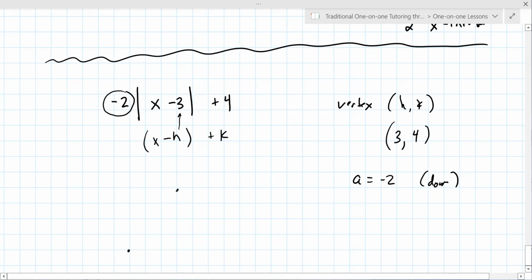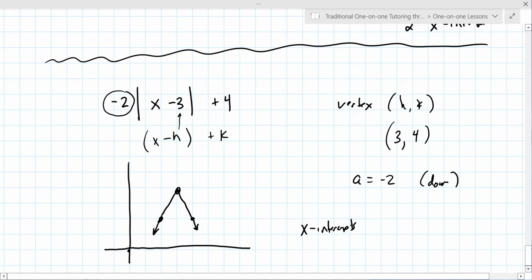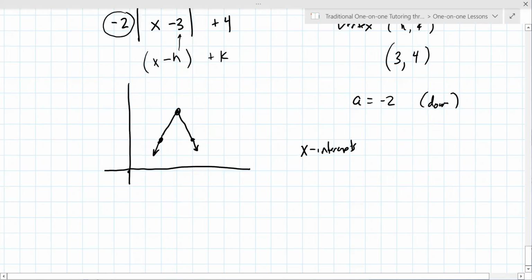So now a quick sketch. 1, 2, 3, 1, 2, 3, 4. So this thing opens down. So here's your graph of this. Okay, so how many x-intercepts does this currently have, this graph? 0. But these lines go on forever, right? You can imagine them extending. So how many x-intercepts does it have?